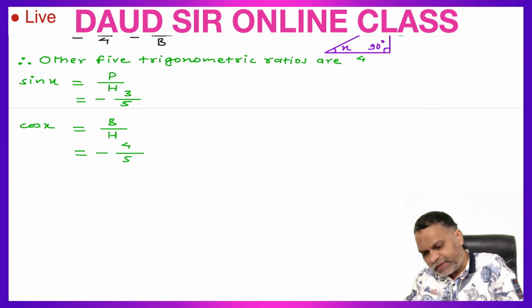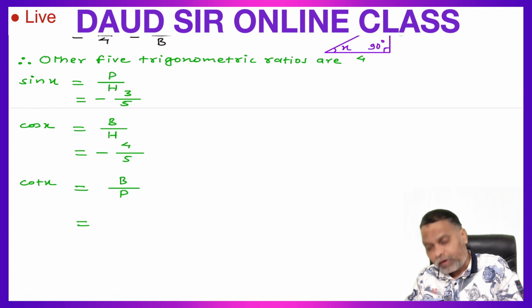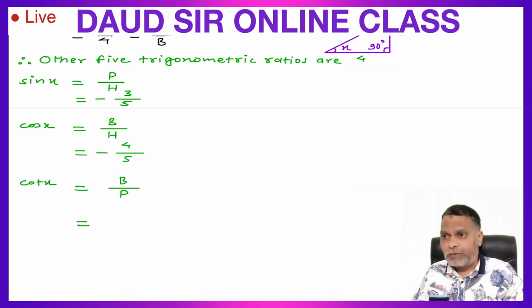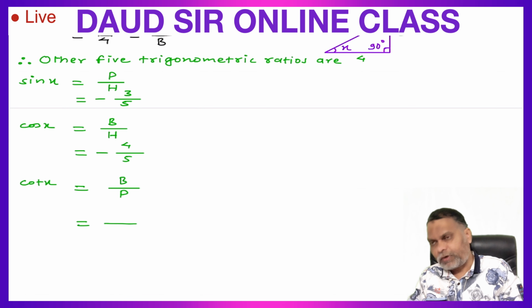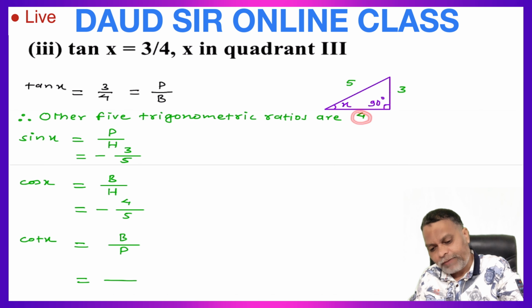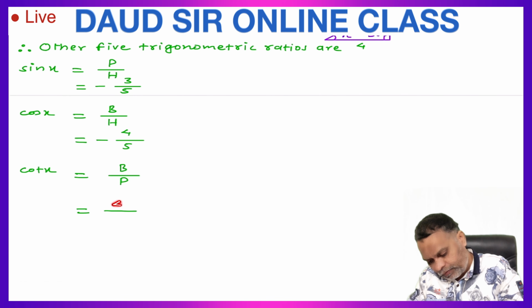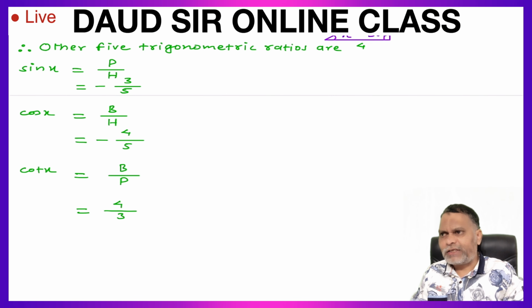Then take next ratio, cot x. Cot x is equal to base upon perpendicular. In third quadrant, cot x is positive, so plus sign. No need to put plus sign, it is already plus. Base upon perpendicular. Base is 4 and perpendicular is 3, 4 upon 3. So value of cot x is 4 upon 3. It is positive because cot x is positive in third quadrant.